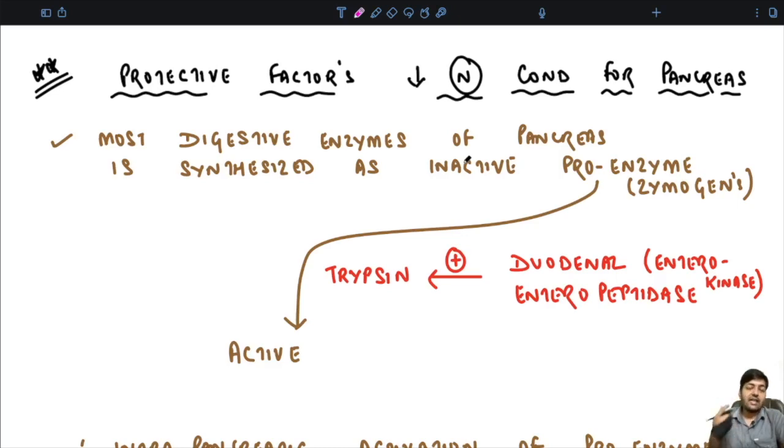Similarly, in the pancreas, there are certain protective factors under normal conditions which are protecting the pancreas. Most of the digestive enzymes of the pancreas are synthesized as inactive proenzymes, also called zymogens.